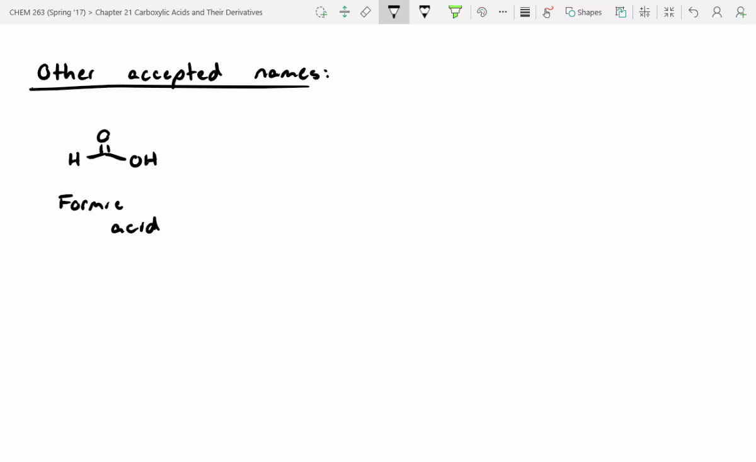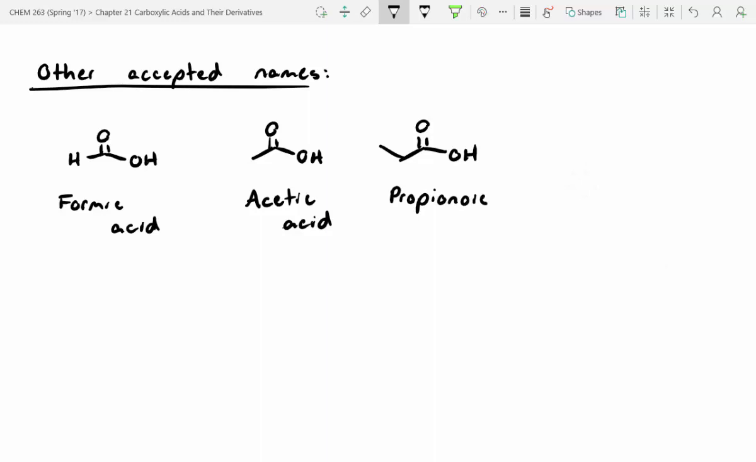The next one is 1 carbon longer. Some people would be tempted to call this ethanoic acid, but again, people would look at you funny if you said that. Does anybody remember what this is called? Acetic acid, vinegar. So acetic acid is very, very common. This one, people would oftentimes call it propanoic acid, which is fine. However, a good chunk of people will still say that it's not propanoic acid, it's propionic acid. I'm fine with it either way for that one. It doesn't really bother me.